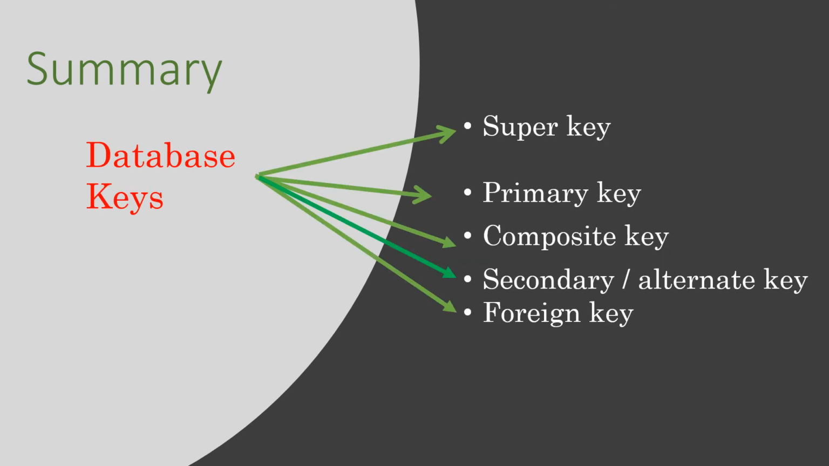And to identify the different database keys, we have the super key, the primary key, the composite key, the secondary or alternate key, and the foreign key.